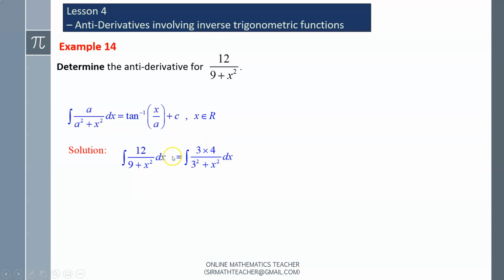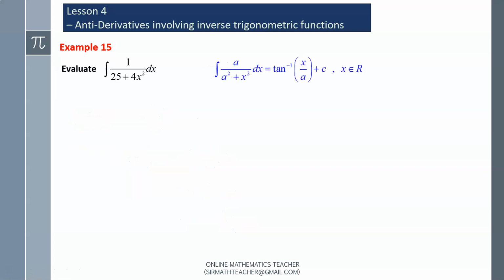Let's remove this 4 and rewrite it as 4 lots of the integral of 3 on 3 squared plus x squared. That integrand now turns into the inverse tan of x on 3 because our a value is 3. So the answer is 4 arctan x on 3 plus c.